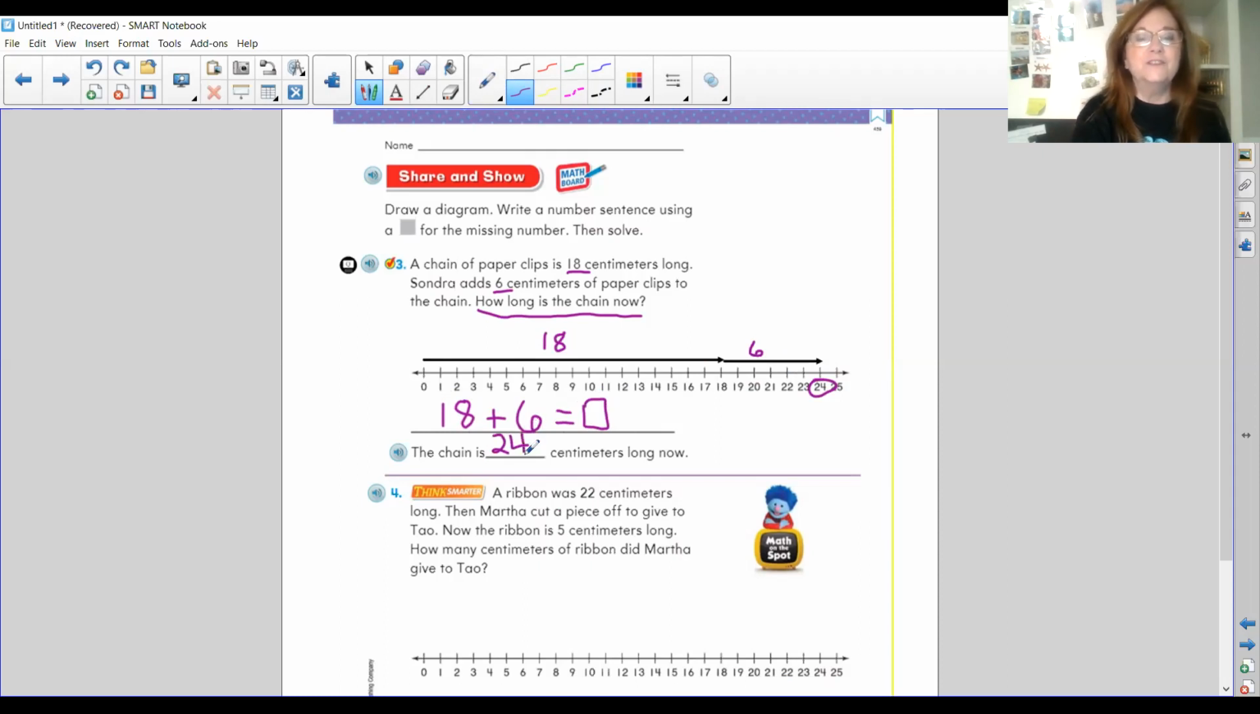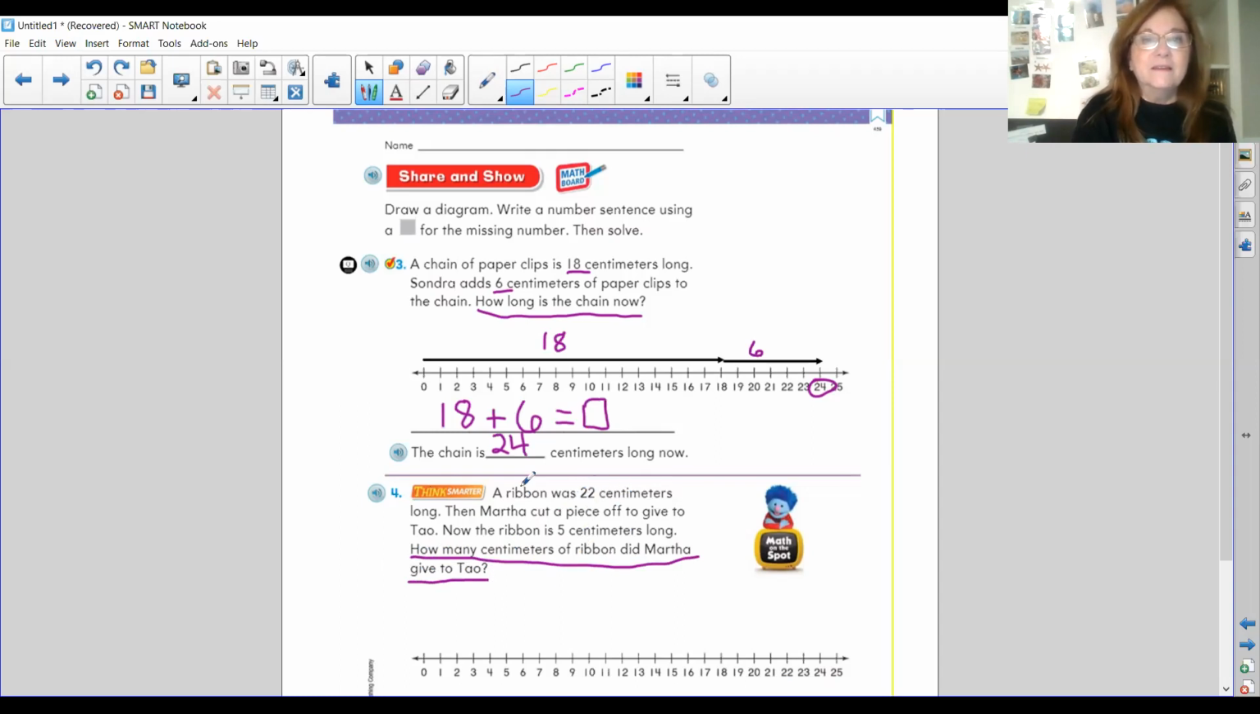And now we're going to move on to math on the spot. A ribbon was 22 centimeters long. Then Martha cut a piece off to give to Tao. Now the ribbon is 5 centimeters long. How many centimeters of ribbon did Martha give to Tao? So this is what we're going to try to find out.